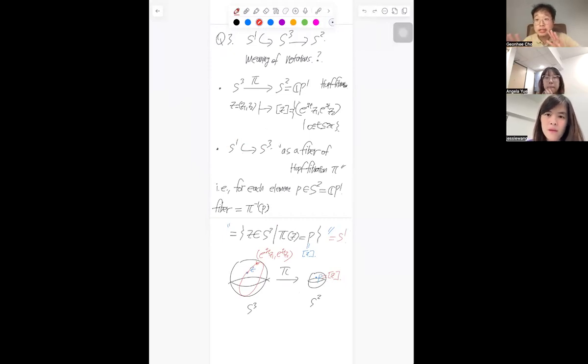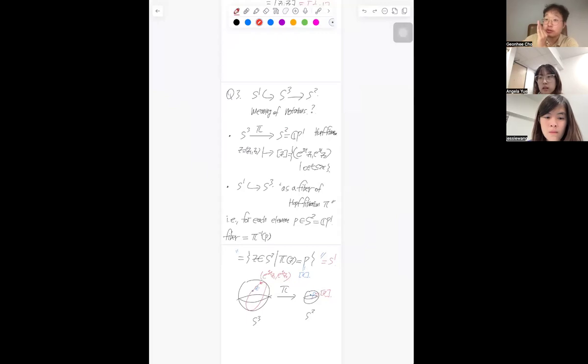So you should imagine it like this. You start from the Hopf fibration map S3 to S2. Then you choose any point on S2. What is that point? Bracket of Z. Then you look at all the possible elements that map to bracket of Z. What are they? This guy.